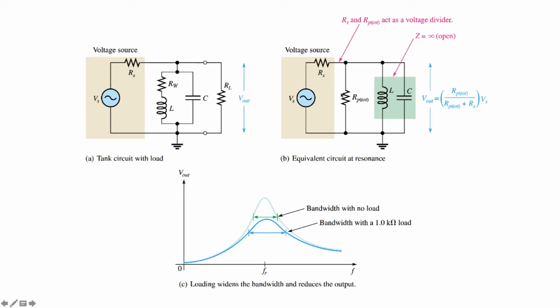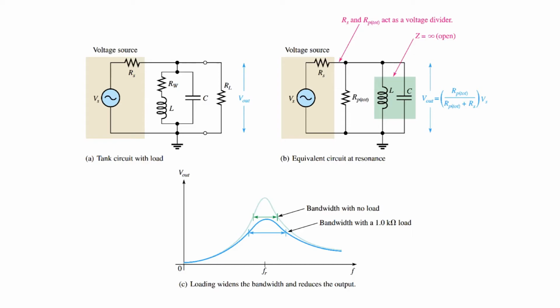RS and RP total form a resistor voltage divider. Thus, the tank circuit sees a reduced input voltage. This reduces the output voltage and consequently increases the bandwidth. Remember that to get L equivalent, L is multiplied by a factor of (Q squared plus 1) over Q squared, and thus L equivalent is actually greater than L.